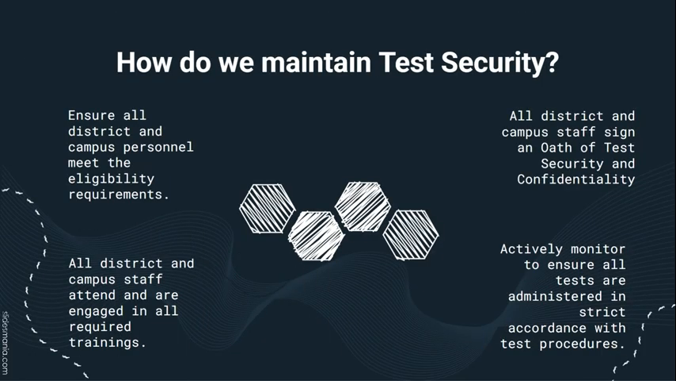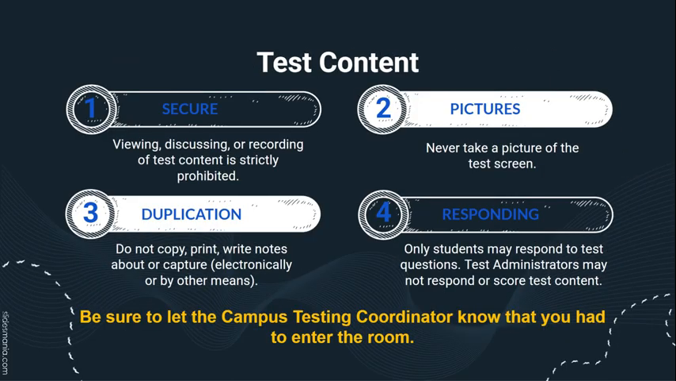How do I maintain test security? To maintain test security, we must ensure that all district and campus personnel meet the eligibility requirements, attend and are engaged in all trainings, sign the oath of test security and confidentiality, and actively monitor to ensure that all tests are administered in strict accordance with test procedures. Test content is secure, and you should never view, discuss, or record test content. Never take a picture of the screen. Do not copy, print, take notes, or capture by any means. Only students may respond to test questions.